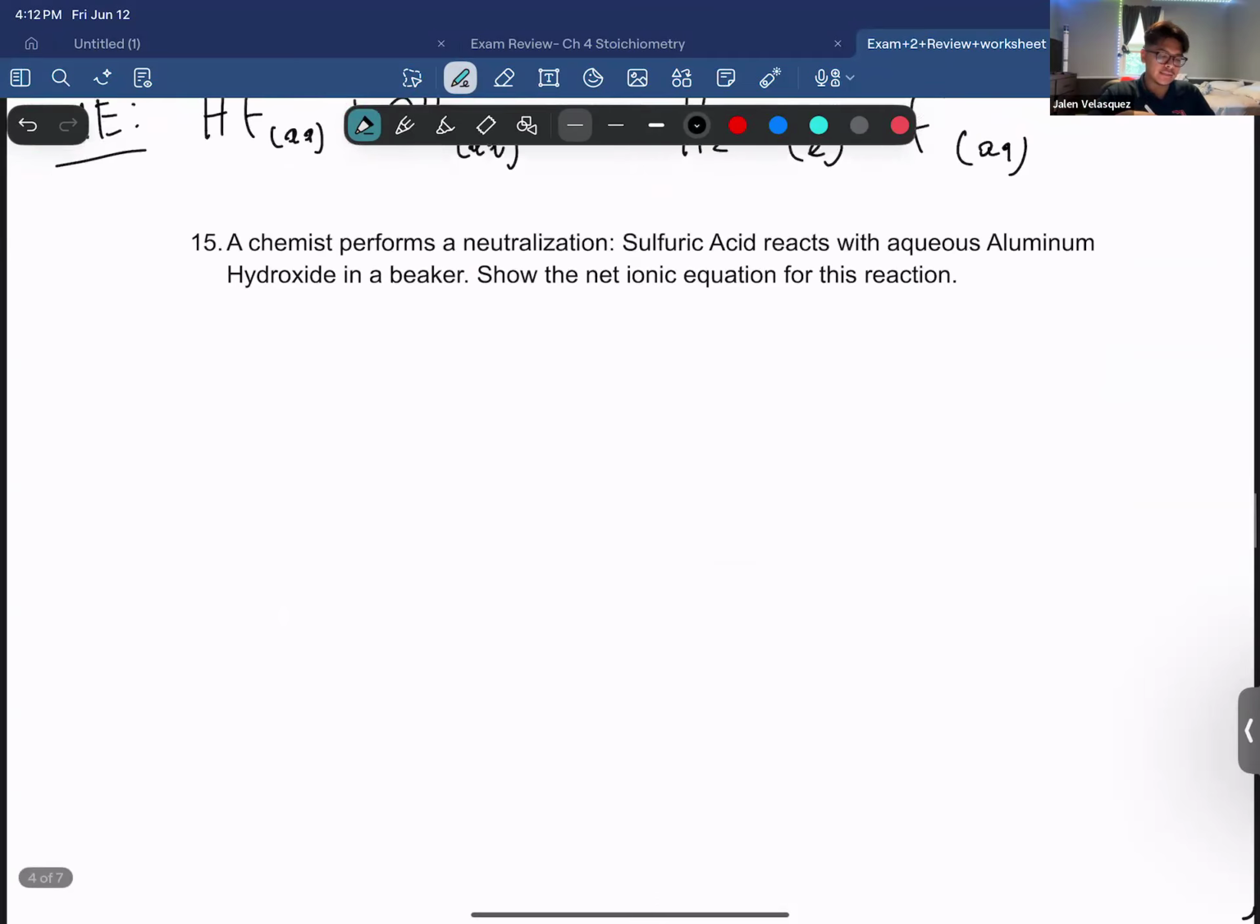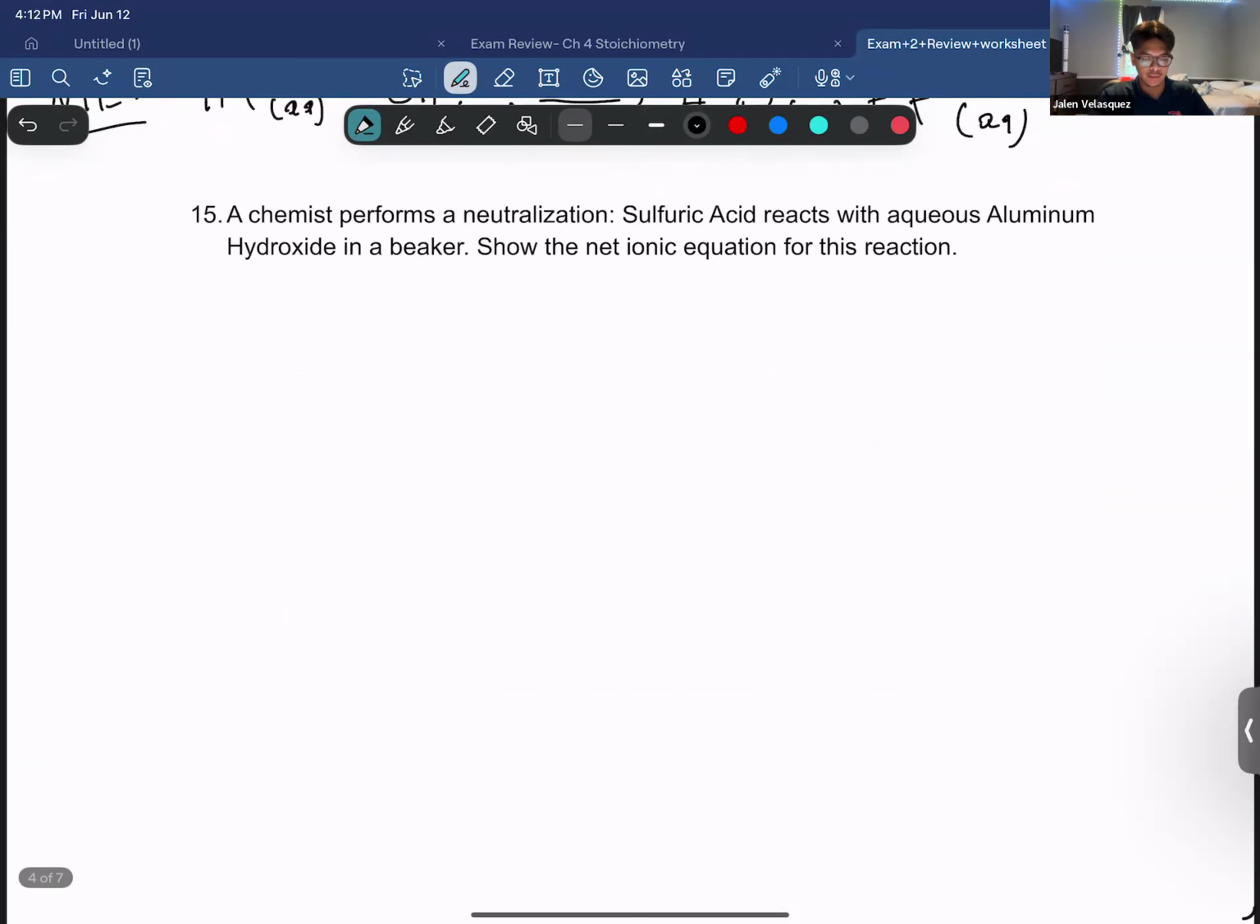Number 15 says that a chemist performs a neutralization. Sulfuric acid reacts with aqueous aluminum hydroxide in a beaker. Show the net ionic equation for this reaction. So again, here we have to write the chemical equation just from the words, right? So we have sulfuric acid, which we know is H2SO4, and it's reacting here with aluminum hydroxide.